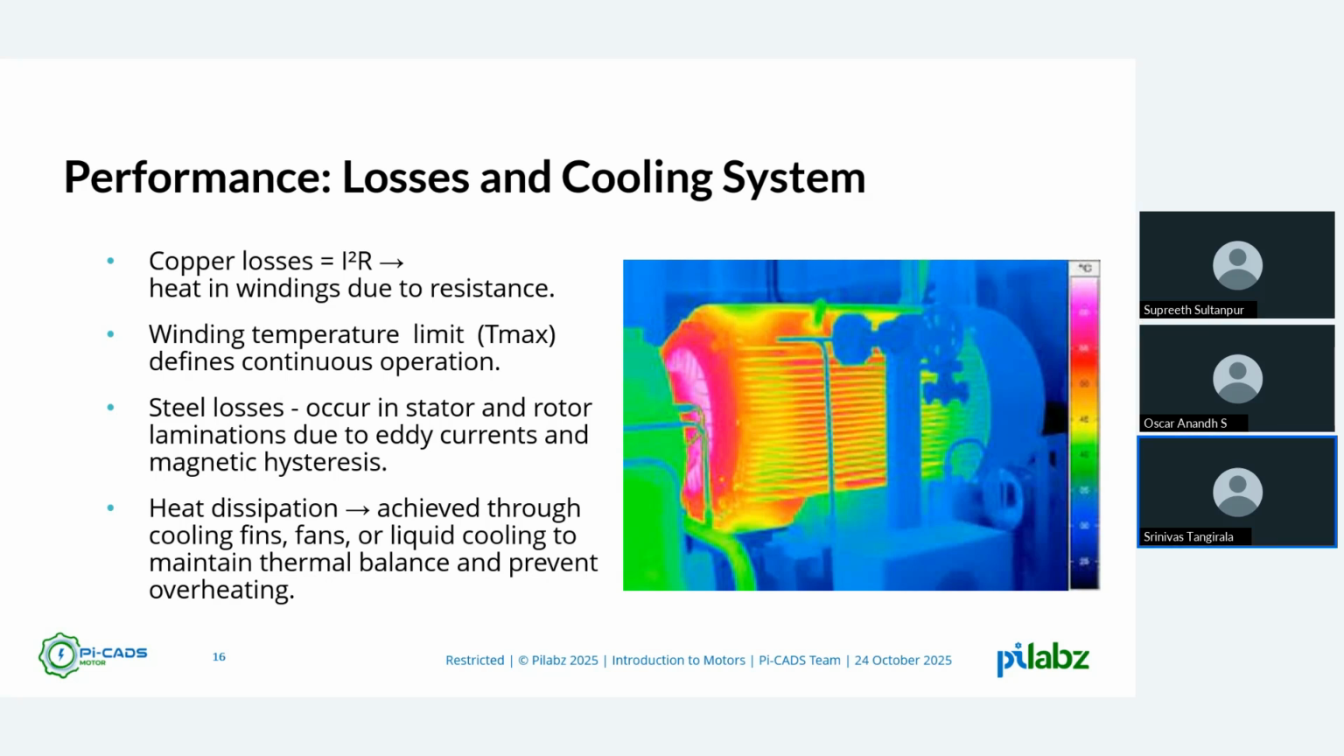And through liquid cooling also we can remove some of the heat. For high power motors, they will use liquid cooling. They will circulate the coolant over the motor. This system maintains the thermal balance and prevents overheating. In simple words, motor losses make heat. If not cooled, the motor may fail.